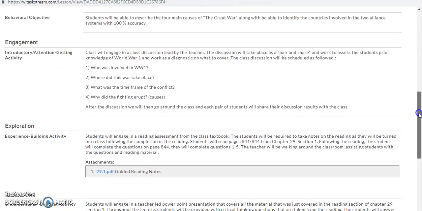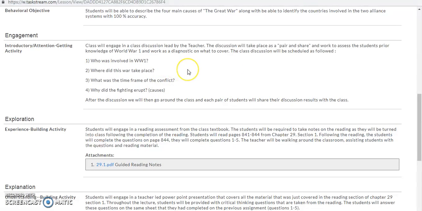Very important. For the engagement, how this class will start is I'm going to lead a discussion that's just going to be a pair share, which I have here. And how it will work is the students, they're going to get into groups, and I'm going to give them the 4 basic questions that they need. The 4 basic questions are who was involved in World War I, where did it take place, what was the time frame of the conflict, and why did the fighting erupt, which was pretty much the causes.